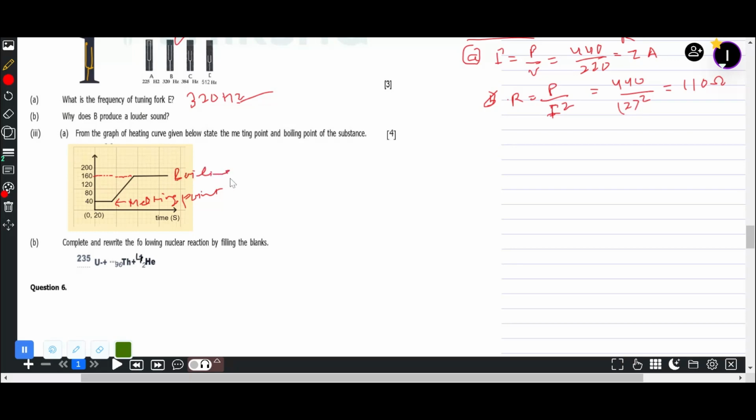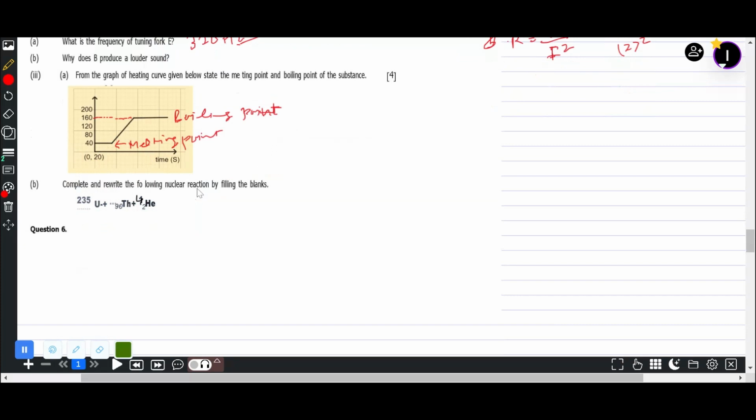What happens at boiling and melting point? The heat supplied goes into latent energy. Okay. So you would have read about latent energy of ice, latent energy of steam. So whatever new heat you supply, that goes into hidden or latent energy. It doesn't increase the temperature.